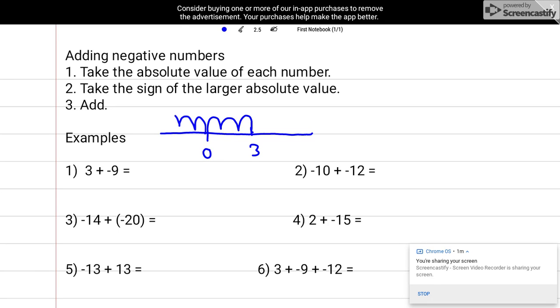Negative 2, negative 3, negative 4, negative 5, negative 6. So my final answer here is going to be a negative 6. That is one way of looking at the problem. So let's skip over here to number 4.